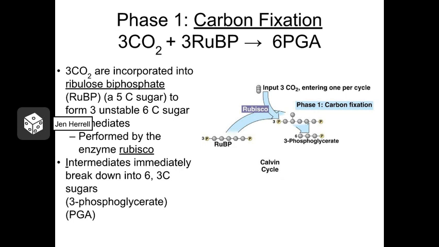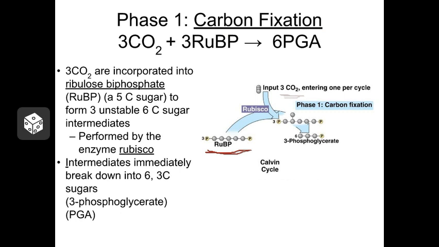The first phase of the Calvin cycle is known as carbon fixation. This is the step in which we're going to capture our little carbons in the form of three CO2s. So three CO2s are going to go in. Now, just as in the Krebs cycle, we need to have some pre-existing molecule to add them to. And that molecule for us is going to be RuBP.